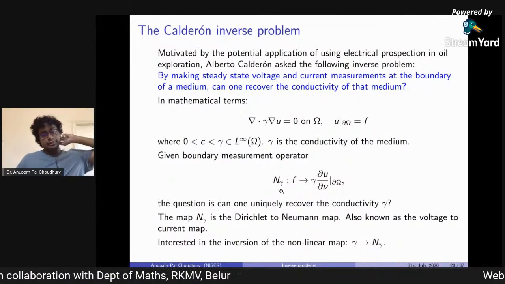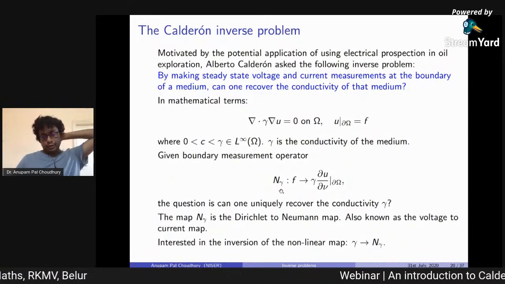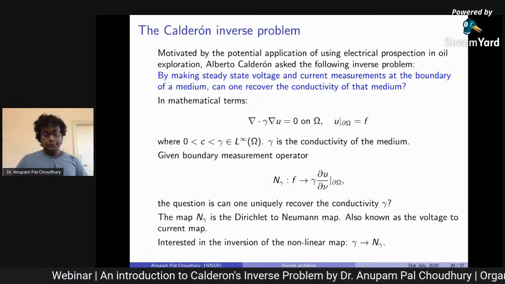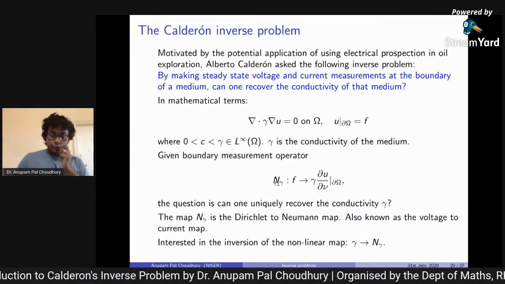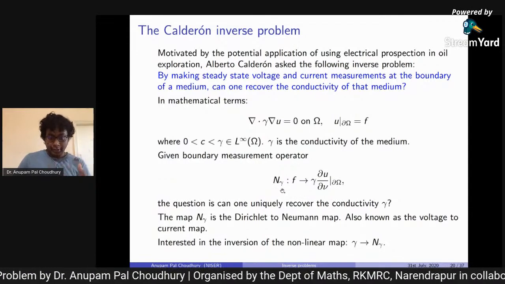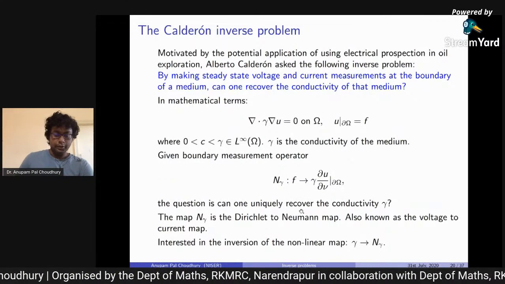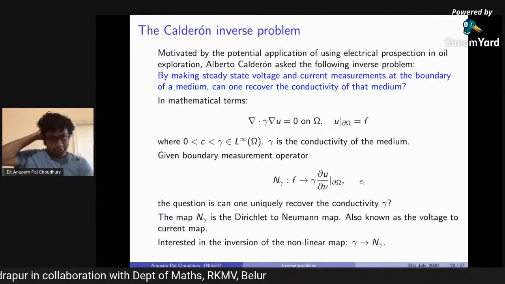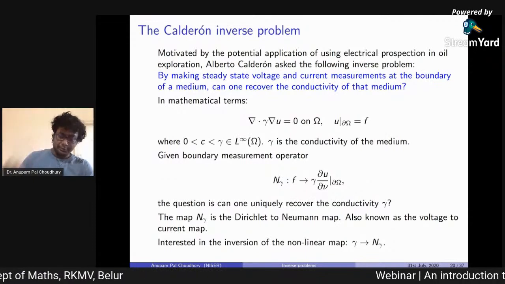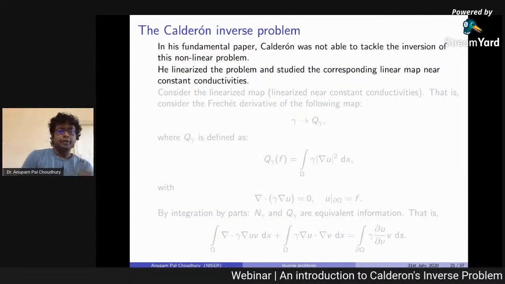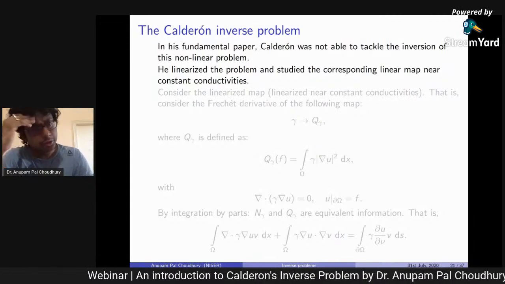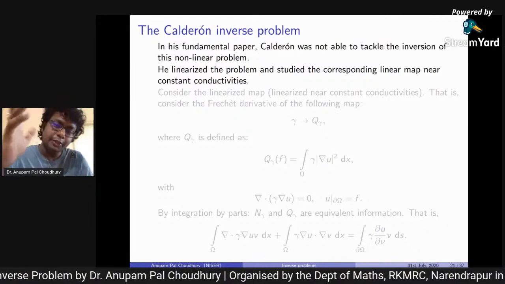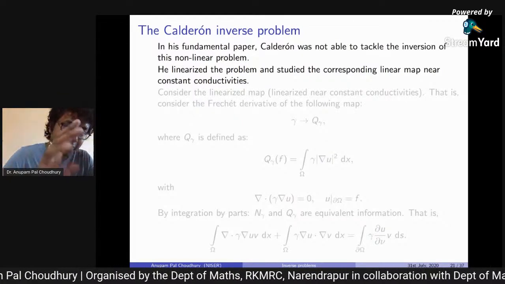This map, N gamma, is known as the Dirichlet to Neumann map, also known as the voltage to current map. So now we are interested in the inversion of this map. Whether, if we know N gamma, can we get gamma from this? Now this is a non-linear problem, so therefore it becomes pretty difficult. In his fundamental paper, the first paper that Calderon wrote, which is a very interesting paper, some very interesting ideas have been used. But he was not able to tackle the inversion of this non-linear problem.